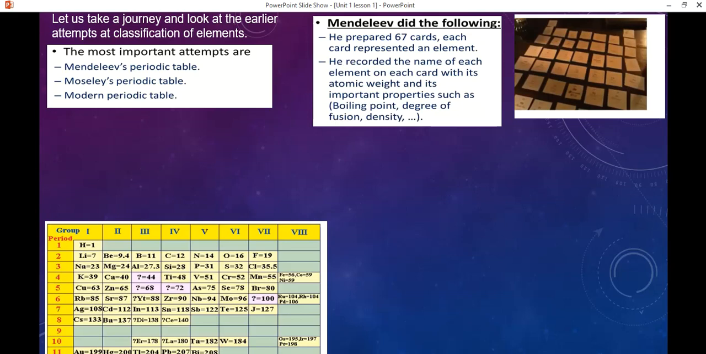How did Mendeleev classify elements? Mendeleev did the following. He prepared 67 cards. Each card represents an element. He recorded the name of each element on each card with its atomic weight and important properties such as boiling point, degree of fusion, and density.